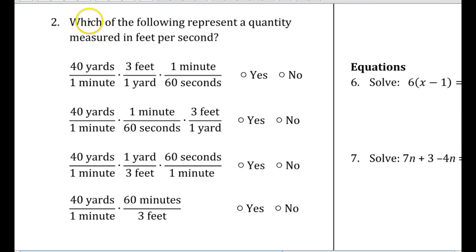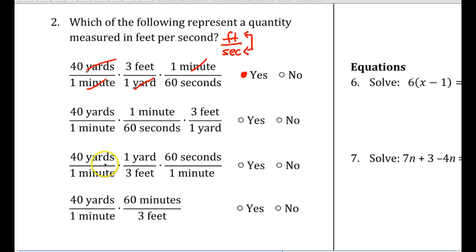Number 2, which of the following represents a quantity measured in feet per second? Basically, after the units cancel out, are we left with feet on top per second? It's very important to translate. So this is what we're left with, feet on top and seconds on the bottom. We go through this top one. We have yards on the top and bottom. Those cancel. And we have minute here and minute here, so those cancel. And we're left with feet over seconds, so yes.